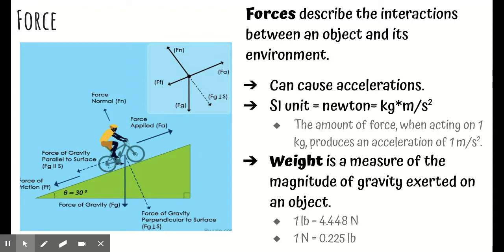You have the force of friction working backwards against his motion. You have his applied force propelling him forward, and both of those forces are at a 30-degree angle to gravity. They're parallel to the surface. You have the normal force pushing him upward, which we'll talk about, and then you have gravity and all these other forces involved. So this would be a very accurate force diagram to represent all of the forces involved here. Are there other forces maybe happening here?